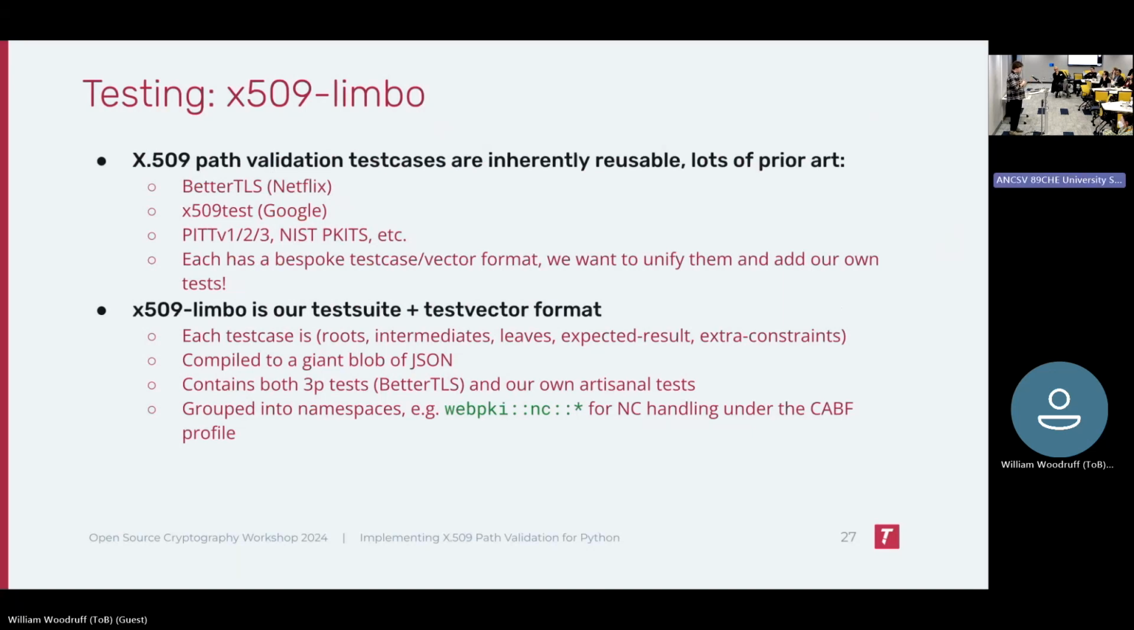And yeah, like I hinted, X.509 Limbo is fundamentally a giant blob of JSON. Each test case is the set of root, intermediate, and leaf certs, as well as the expected results and any additional constraints, like domains and expected key usages and extended key usages, et cetera, that we expect the validator to check. It contains both our own handcrafted tests as well as Better TLS at the moment, and we're looking to integrate others. And then finally, this may come back to bite us, but we've grouped it into namespaces for the time being. So for example, we have webpki::nc for name constraint tests under the WebPKI CabF profile.